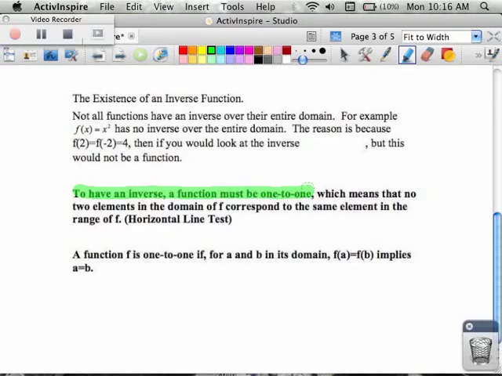And you know how we did the vertical line test to find a function? That means if you have an inverse, it has to pass the horizontal line test. Make sure you cover that right now, Joe.